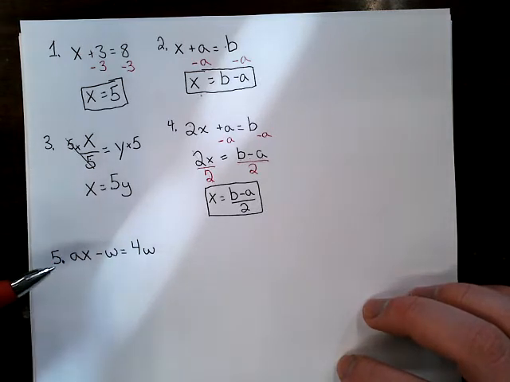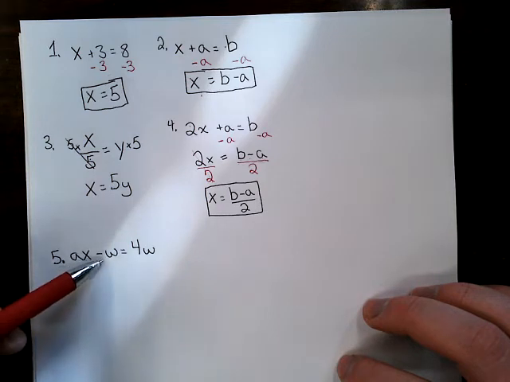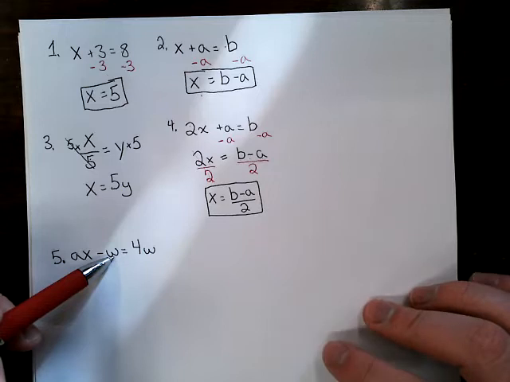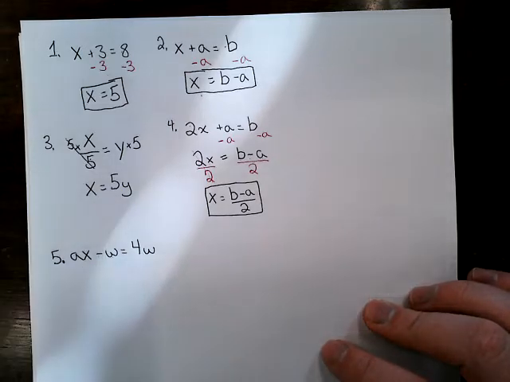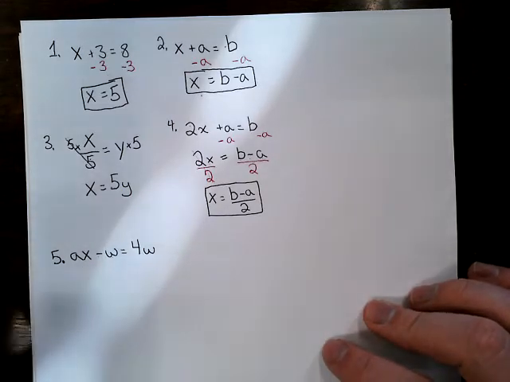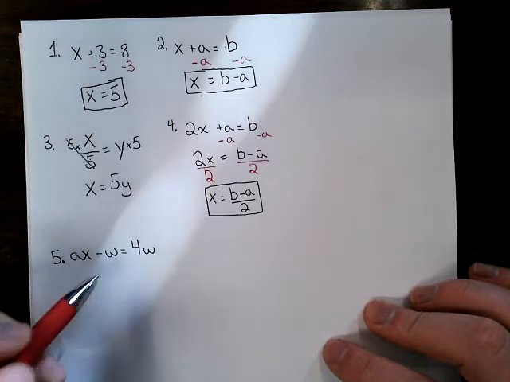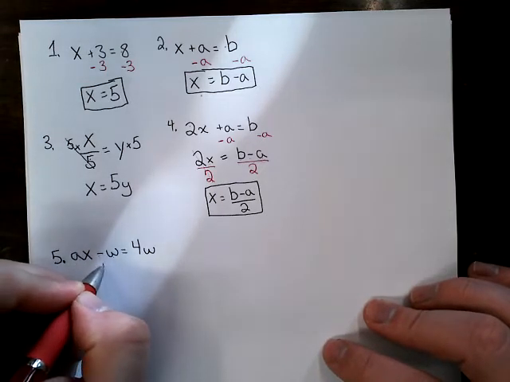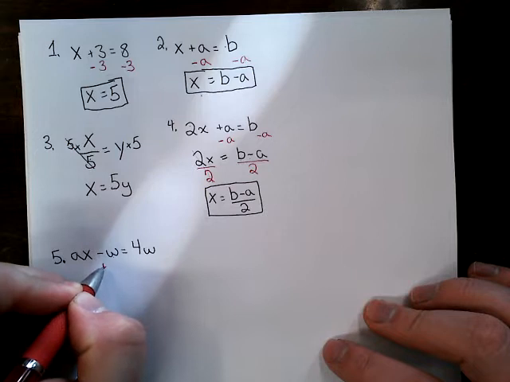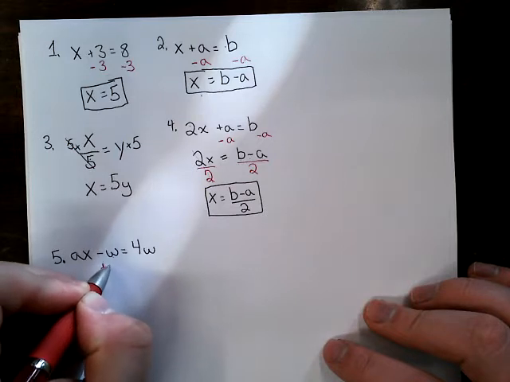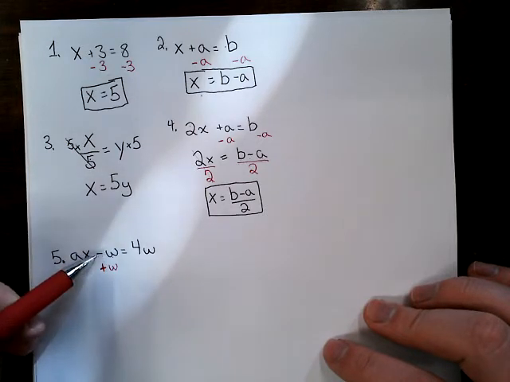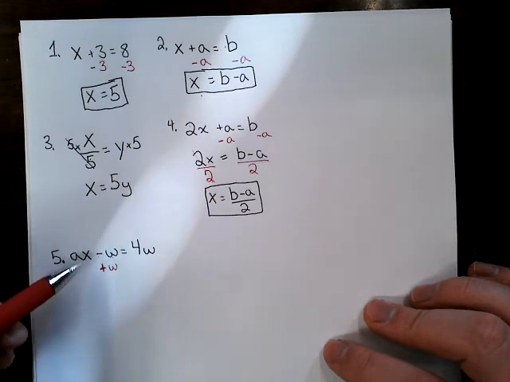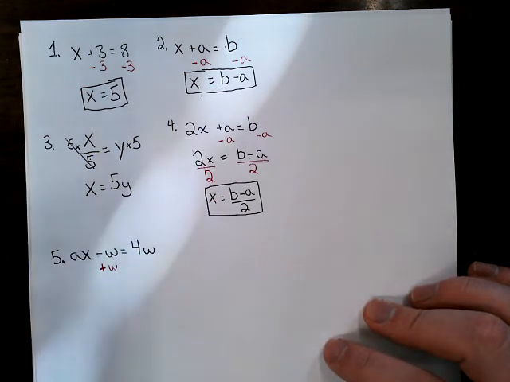So the first thing I'm going to do to get x by itself is get rid of this subtract w. And when we take away w, I may ask, what is the opposite operation of minus w? And adding is the opposite of subtraction, so I'm going to add w. Because we have minus w plus w, that's just going to cancel out to give us 0.